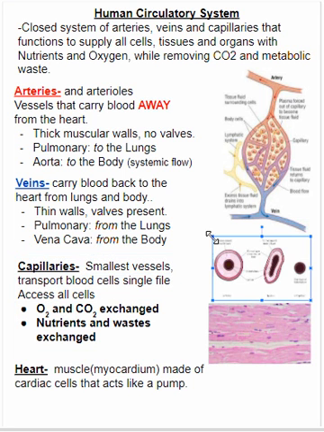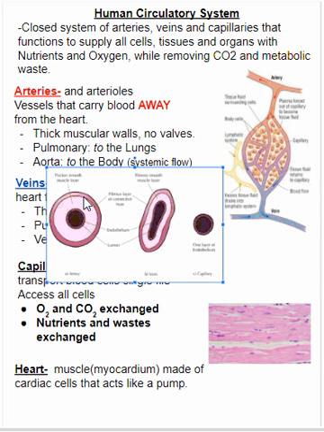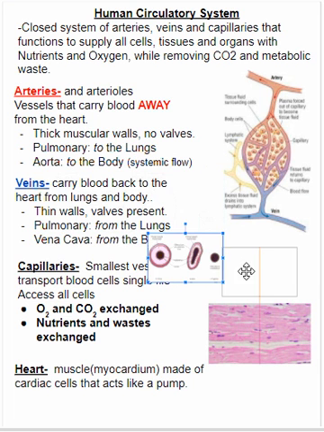Here's the difference in the structure. So arteries have this thick muscular wall, and then veins have a thin, flimsy, very flexible wall. And there can be valves located in here to keep blood moving in the right direction. The smallest vessels are the capillaries. They have a single cell layer that surrounds them, allowing for diffusion to move materials from inside the blood to the cells that surround them.